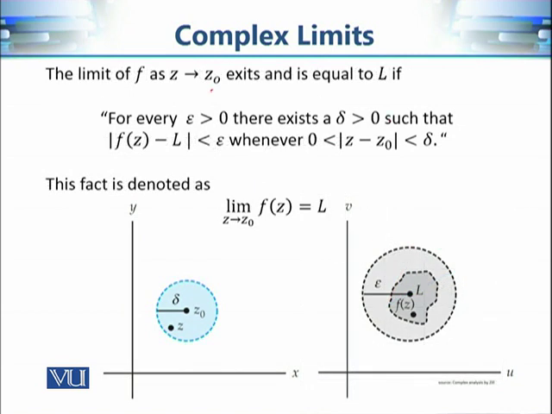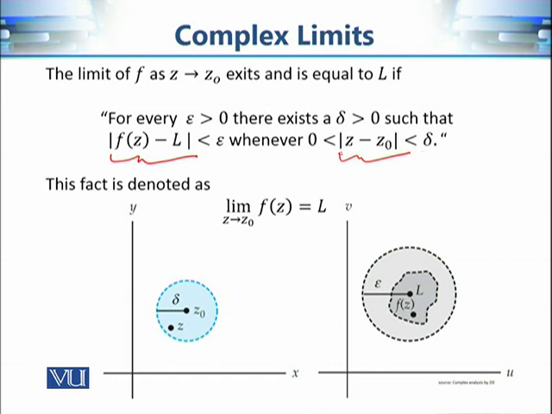Now using that notion of distance, we can define the concept of limit for a complex valued function in the following way. For every epsilon greater than 0, there must exist a delta such that the distance between the functional values is less than epsilon whenever the distance between z and z naught is less than delta.